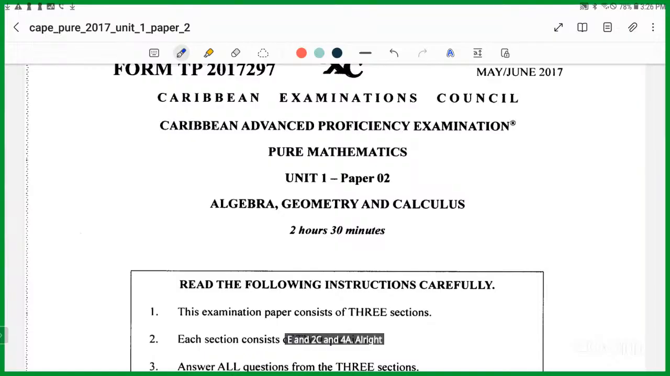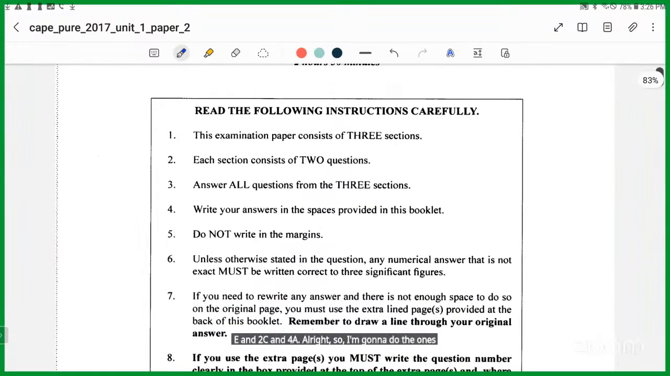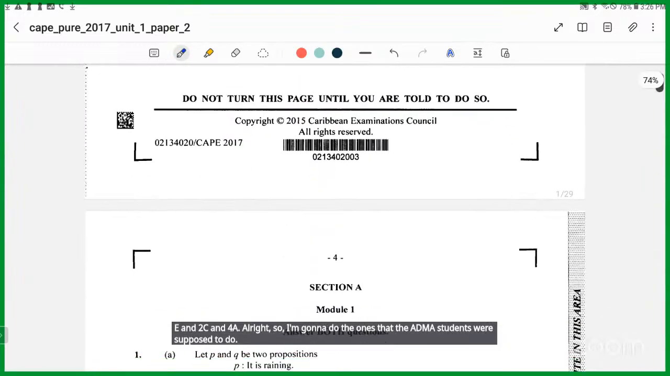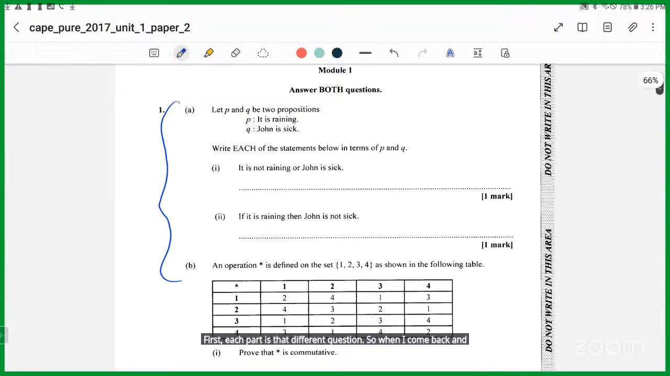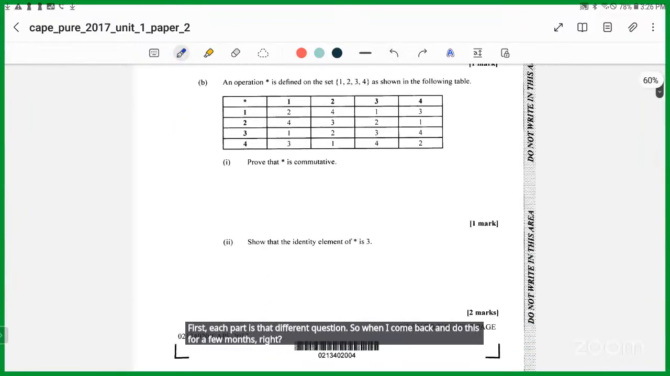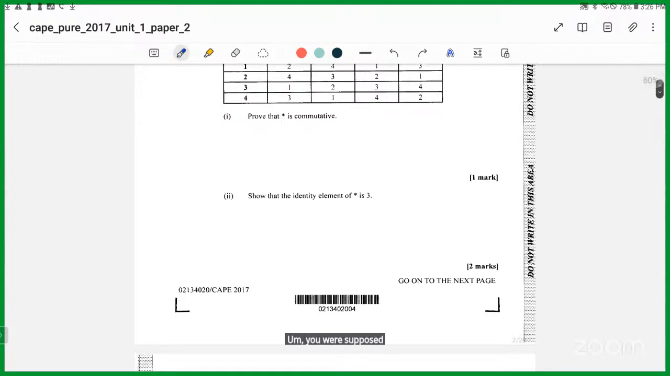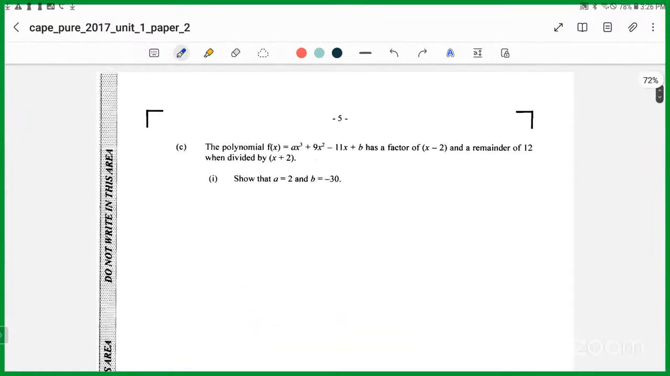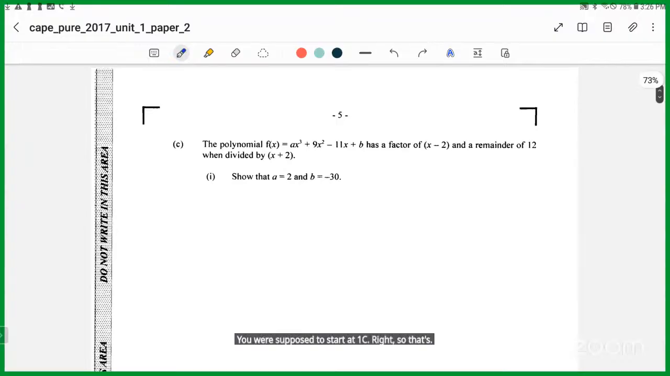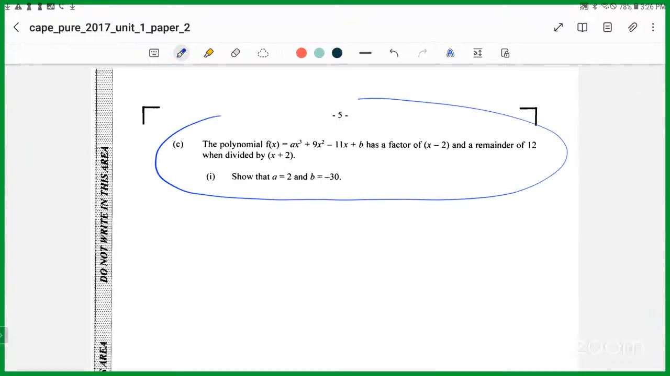Alright, so I'm going to do the ones that the ADMAS students were supposed to do first. Each part is a different question. So I'm going to come back and do this for pure math, right? You were supposed to start at 1C. Right, so that's ADMAS and pure math. This question is ADMAS and pure math.